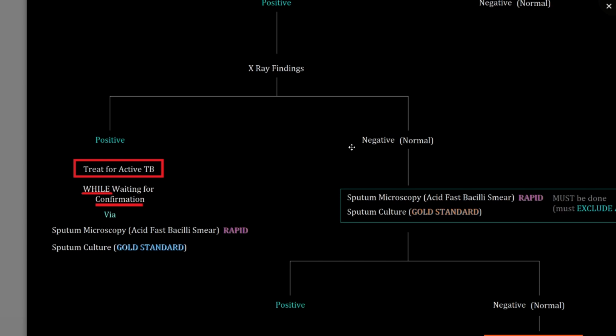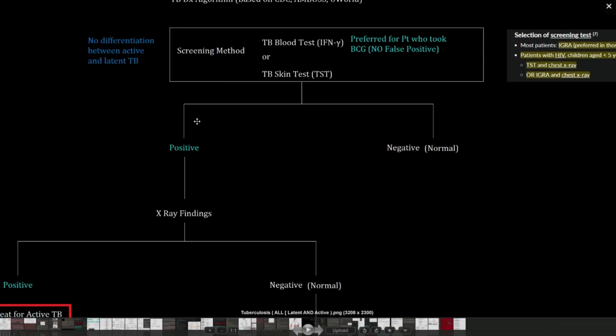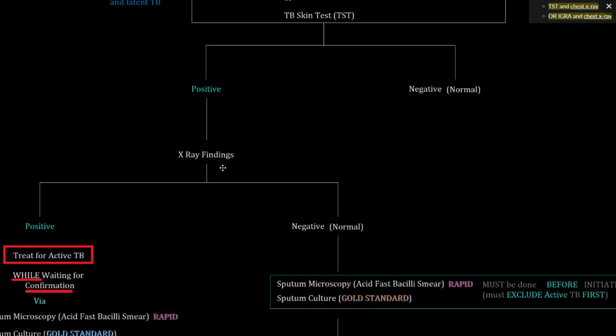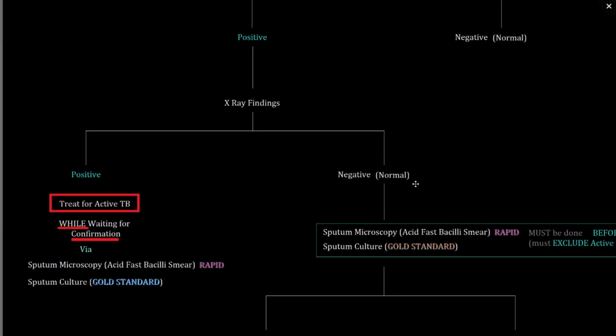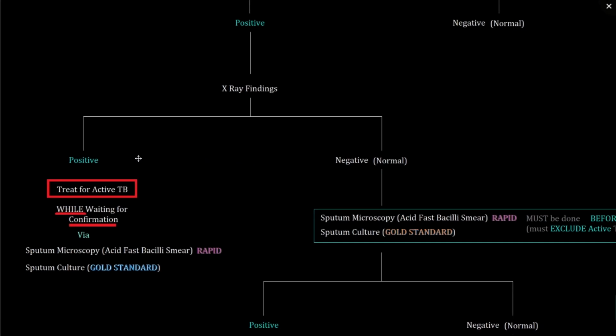Okay, in latent TB, you will have the initial screening test positive, but there are no chest x-ray findings. Okay, there are no findings of TB in this patient, so a normal chest x-ray. Those patients have TB, but it is a latent TB. Okay, what are you going to do in either of these? So in patients who also have positive chest x-ray findings, you are immediately going to start treating them for active TB, okay, while waiting for confirmation. The confirmation is via these two tests, okay.